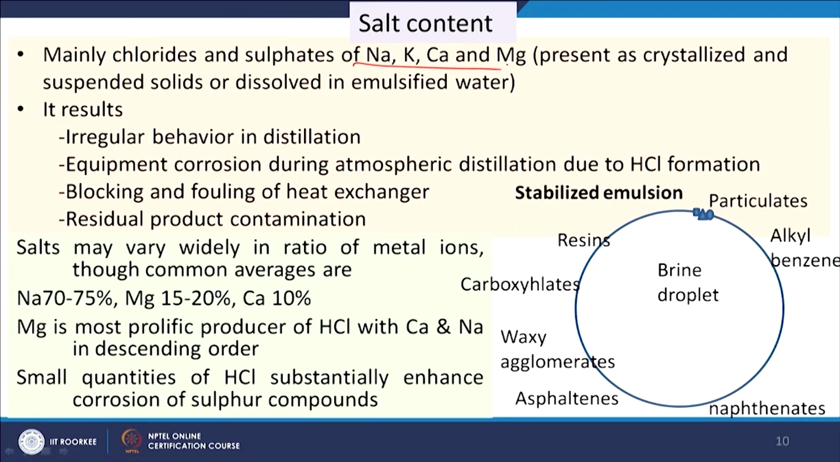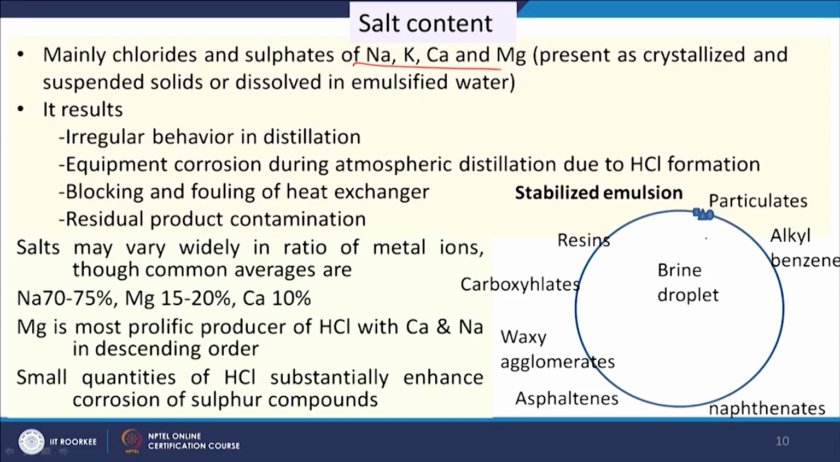Salt content is also one parameter of the crude oil. When the crude oil is taken out from underground, it contains different types of material including water and salt. These salts are basically sodium, potassium, calcium and magnesium chlorides, and this salt can be present as a crystalline solid or may be dissolved in water, which can form an emulsion with the organic phase in the crude oil.